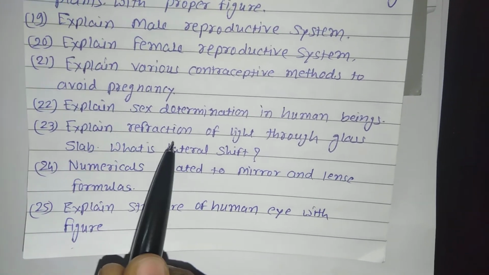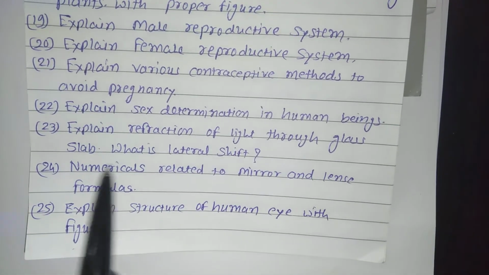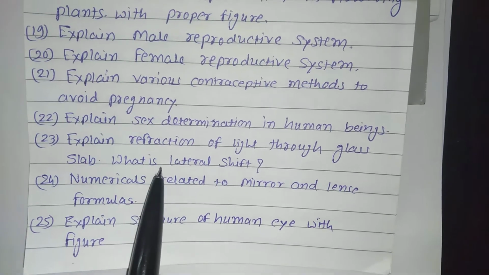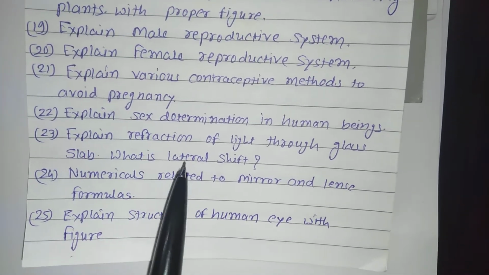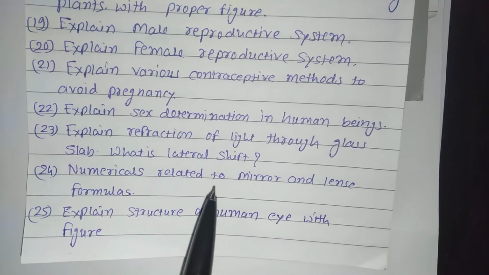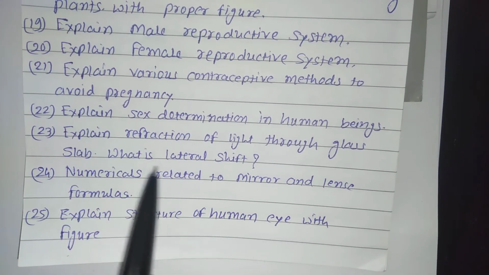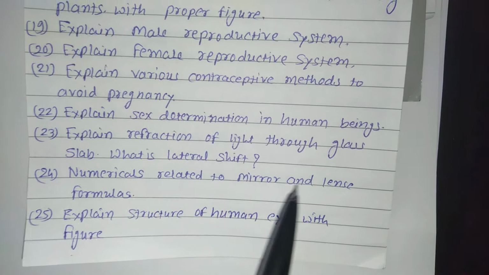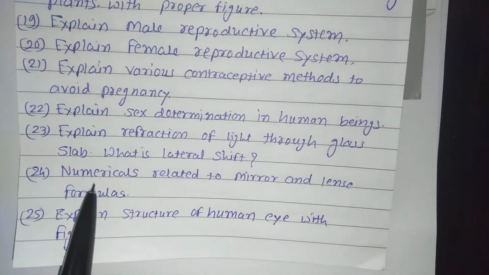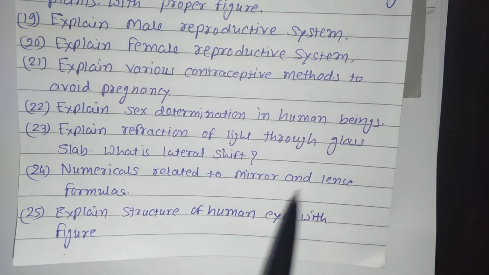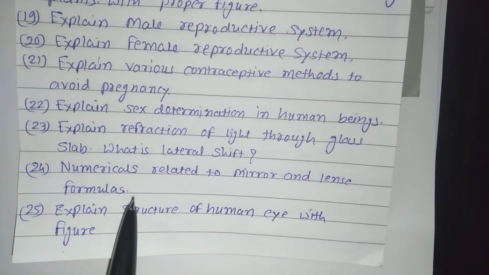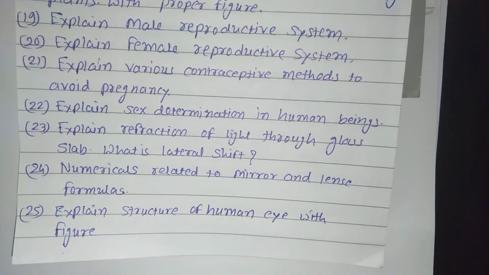23rd. Explain refraction of light through the glass slab, as well as you have to explain what is lateral shift. The refraction of light due to the glass slab, you have to explain entirely, and ultimately explain what is lateral shift with the figure. Even in this chapter, numericals related to mirror and lens formula would be asked, that is a 4 mark or 5 mark question.